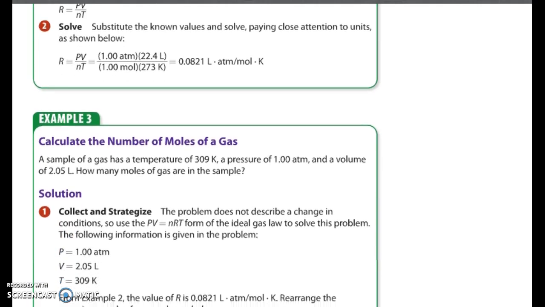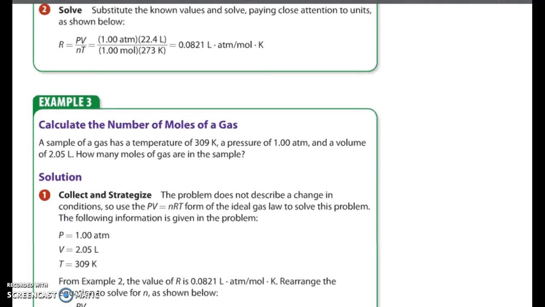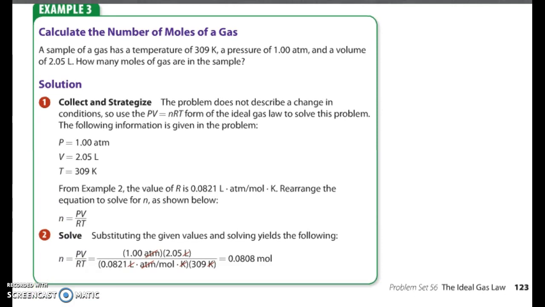Make a list of everything you know. We have to use the R value 0.0821. Why? Because our pressure is in atm, and that's the R value, the constant, when you use atms. So if you didn't do that, hit pause, get your answer again, and we should get 0.0808 moles. Again, our liters cancel, our atms cancel, our kelvins cancel.